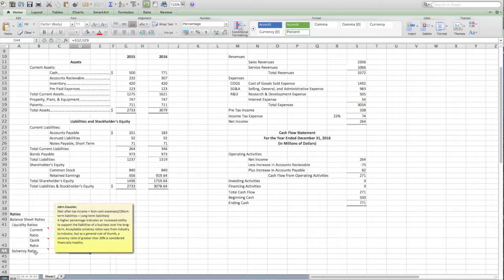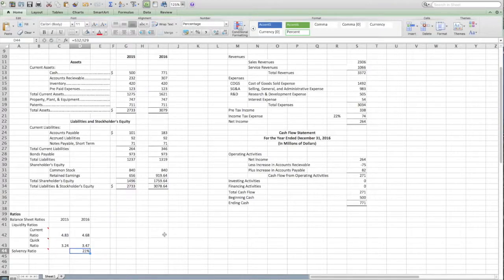So now we can look at the solvency ratio. The solvency ratio is basically used to examine a company's ability to meet its long-term obligations. Can it stay in business for a long time? Sometimes a company can certainly pay its bills for the next quarter or two, but in the long term, it's going to go bankrupt.